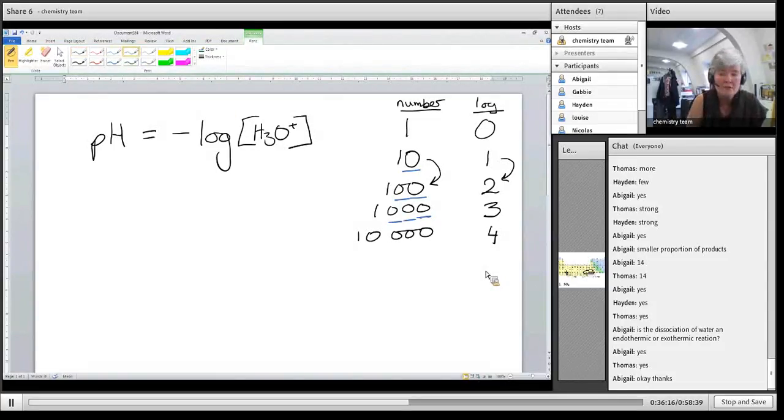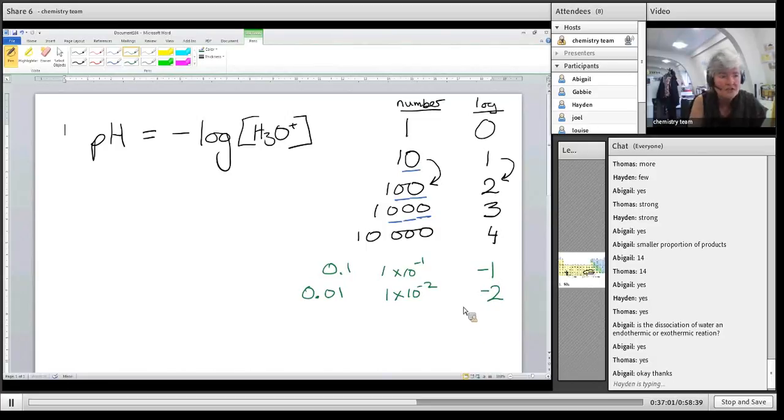Also, we can go the reverse. If I have -1, then I've got 1 times 10 to the -1. In other words, that is going to be 0.1. And then 0.01 is going to be 1 times 10 to the -2. So this number, can you see, if I take a log, I'm going to get -2.